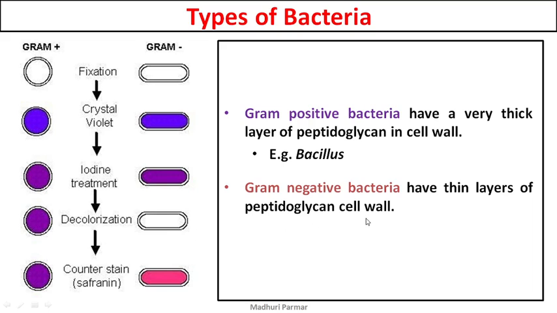Examples of gram positive bacteria are all the species of the genus Bacillus. The simplest one would be Lactobacillus, if you have heard, the bacteria that makes curd, right? And then you have gram-negative bacteria, and the examples are E. coli or Salmonella.